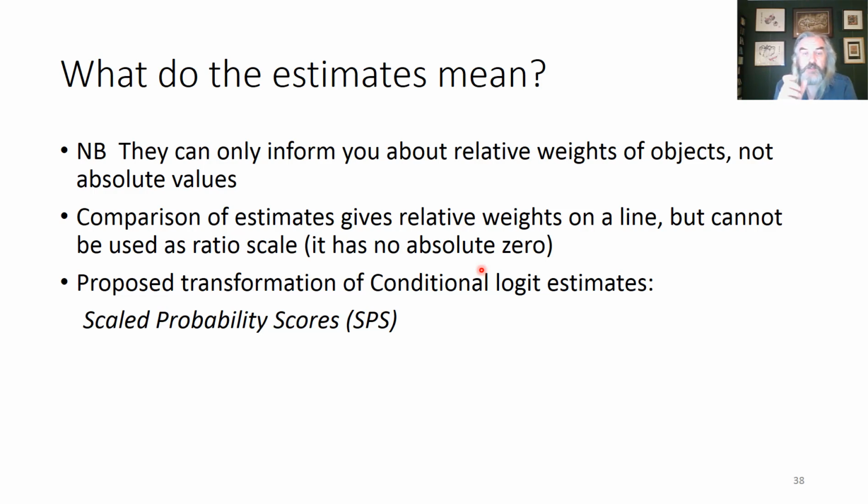So what that means is that we can't use those parameter estimates in the form of what we might call a ratio scale. If we look at the parameter estimates, we can't claim that if we have a value which is twice as large as another one, that implies that the weight we attach to that object is twice as much as the other. So these are relative weights on a sort of utility line. There is no base, they can't be used as a ratio scale.